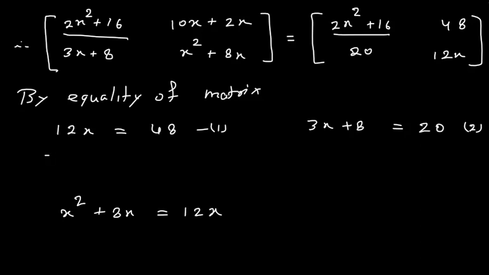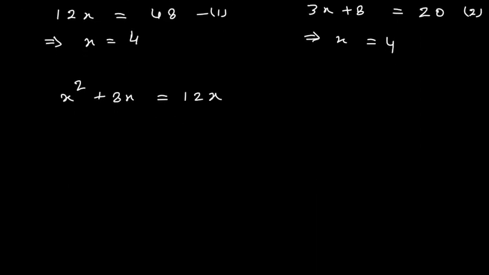Now here if I simplify, I will get the value of x as 48 by 12. So the value of x is 4. Here if I simplify, I will get 3x is equal to 20 minus 8, which is 12. So x is equal to 4. And when I simplify here, I get x square minus 12x.